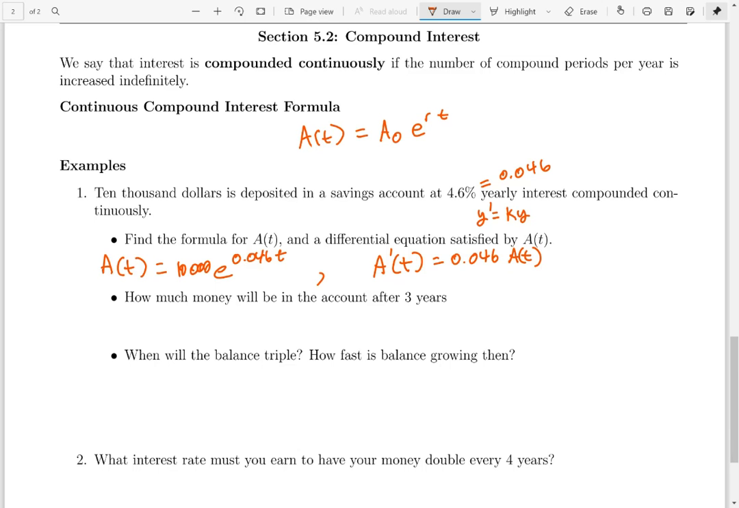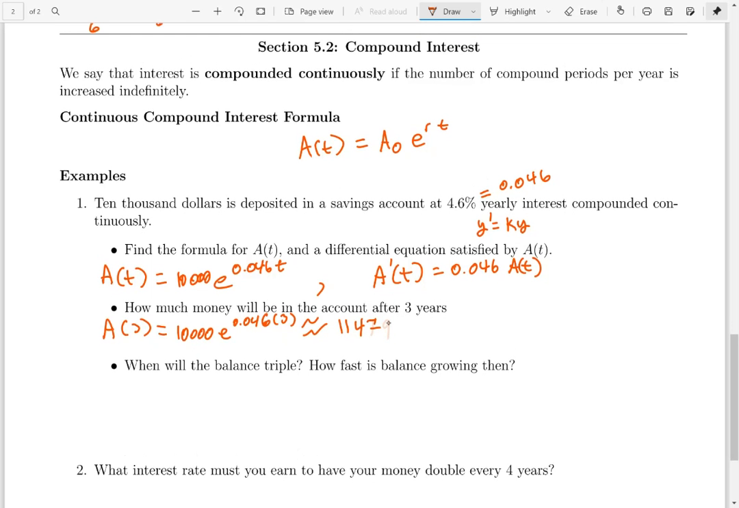Alright, now we want to know the answer to the question: how much money will be in the account after 3 years? Well, we just need to calculate A of 3. A of 3 is 10,000 times e to the 0.046 times 3. Rounding to 2 decimal places, I get $11,479.76. That's how much money will be in the account after 3 years.